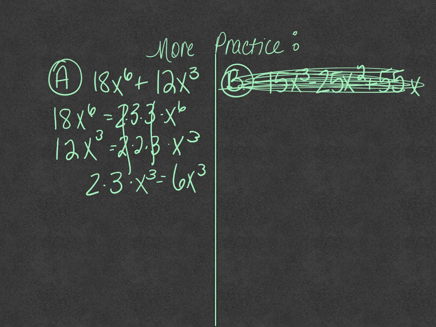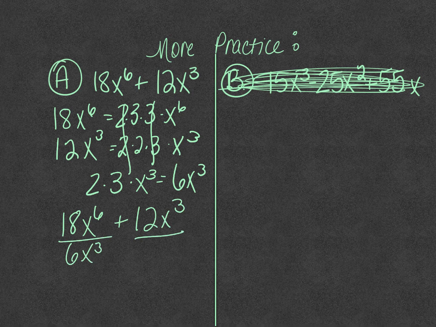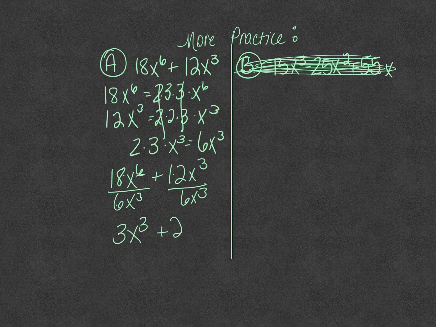All right, so now let's take 18x to the 6th power plus 12x to the 3rd power. Divide both by 6x to the 3rd power. 18 divided by 6 is 3. x to the 6th minus 3 is x cubed, so 3x cubed, plus 12 divided by 6 is 2. And x to the 3rd power cancels. Put parentheses around. Bring your greatest common factor down and put it in front of your new expression.